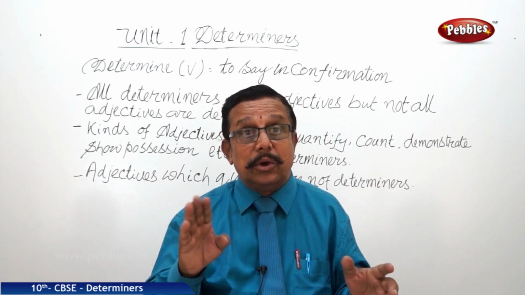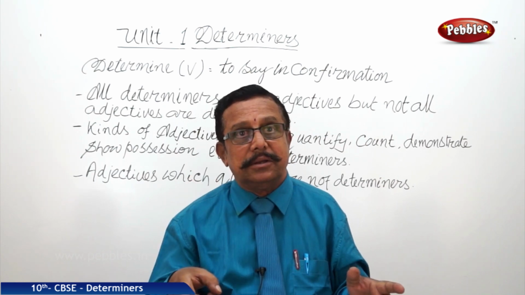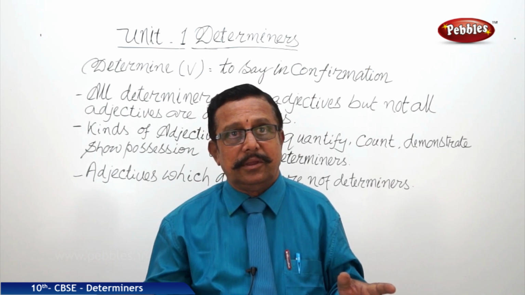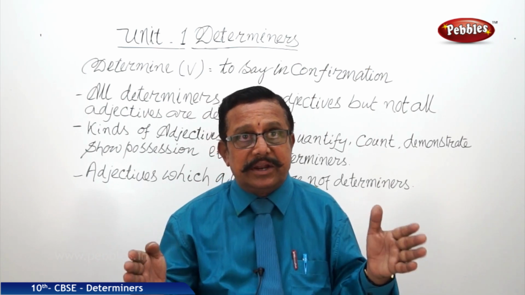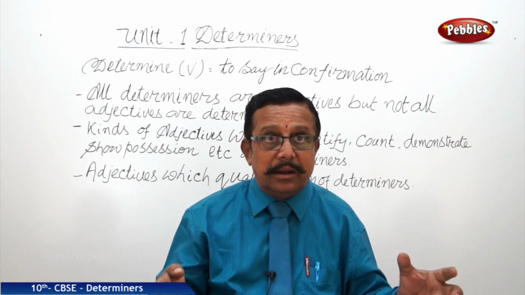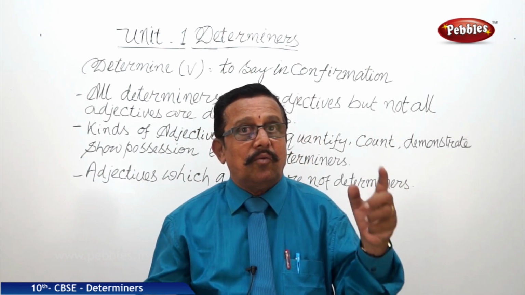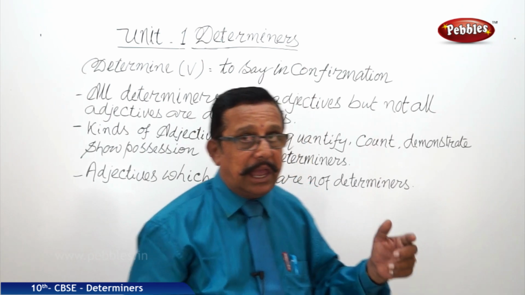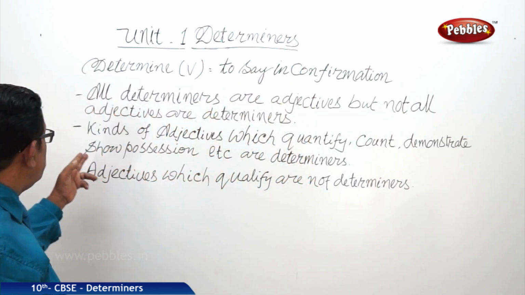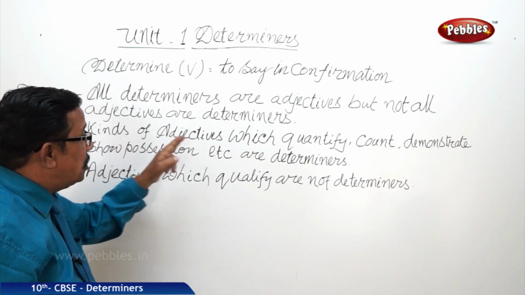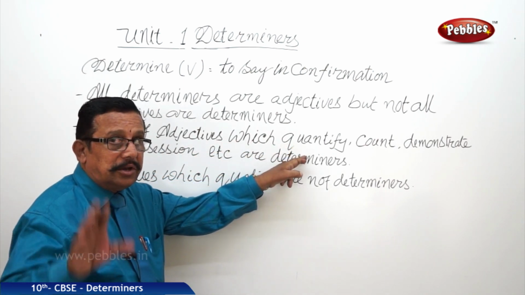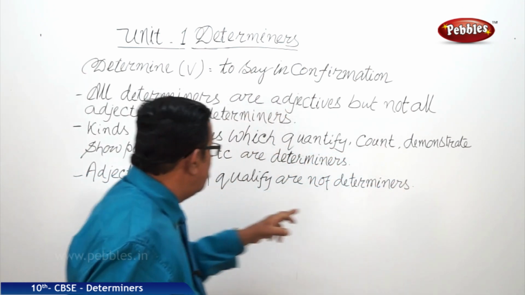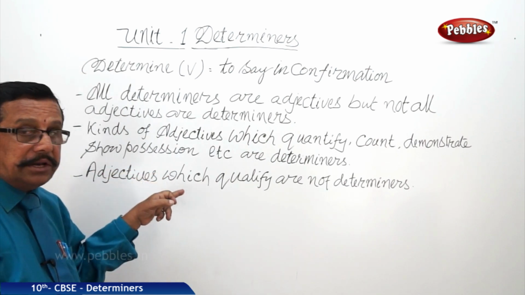And only good, bad, tall, short, these are not determiners. These are adjectives. So now we have a difference between determiner and adjective: one which shows, points out, counts. You can see written over here the kinds of adjectives which quantify. They talk about the quantity. Count, demonstrate, and here, show possession.